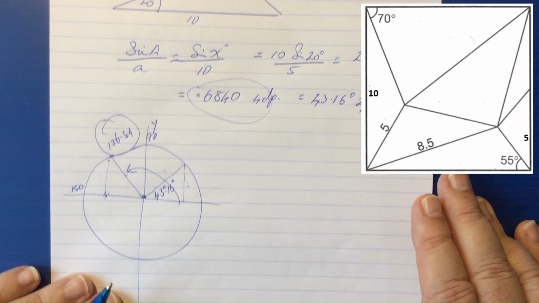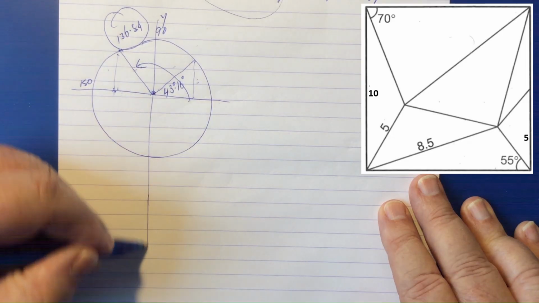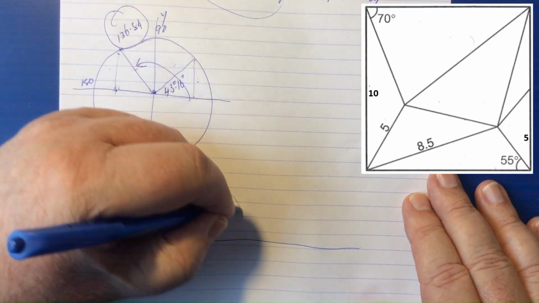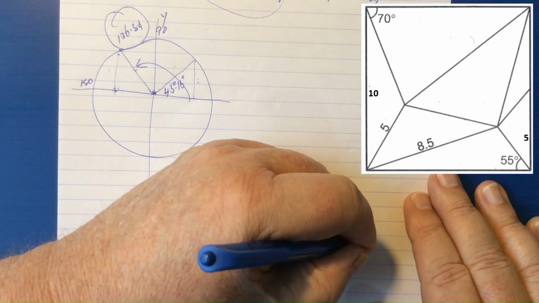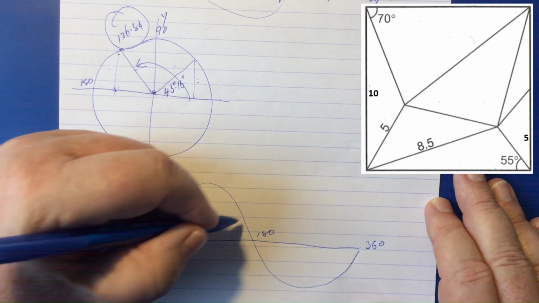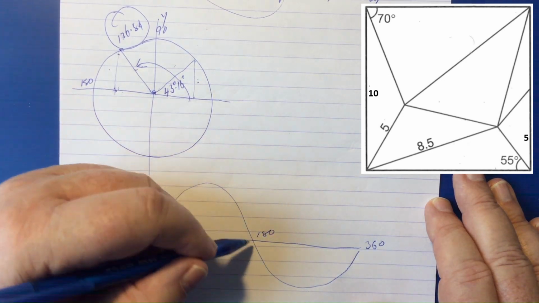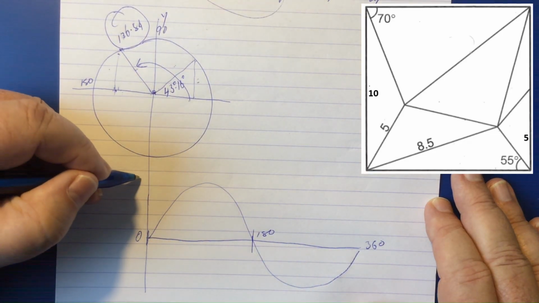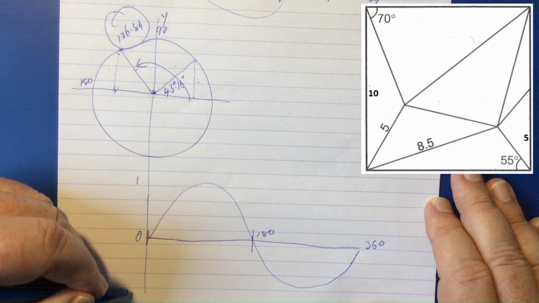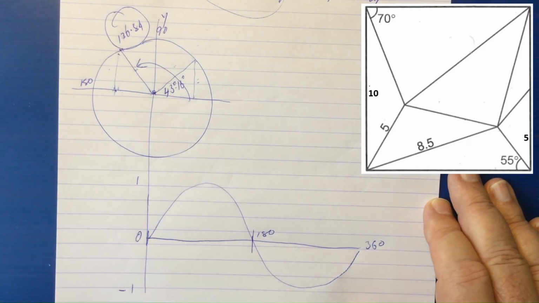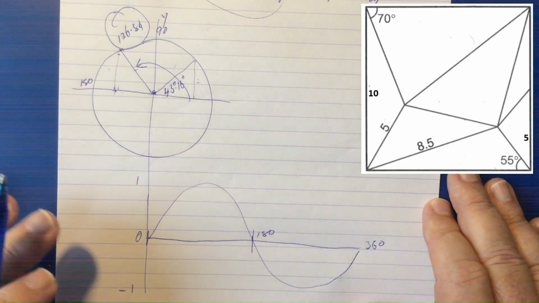Another way of looking at this, and just for the sake of completeness I will do this, this is what a sine graph looks like between 0 and 360 degrees. And you will note that between 0 and 180 degrees, this thing is positive. And between 180 degrees and 360 degrees, this is negative. You don't need to worry about that, certainly not at the stage at which these pupils were at.